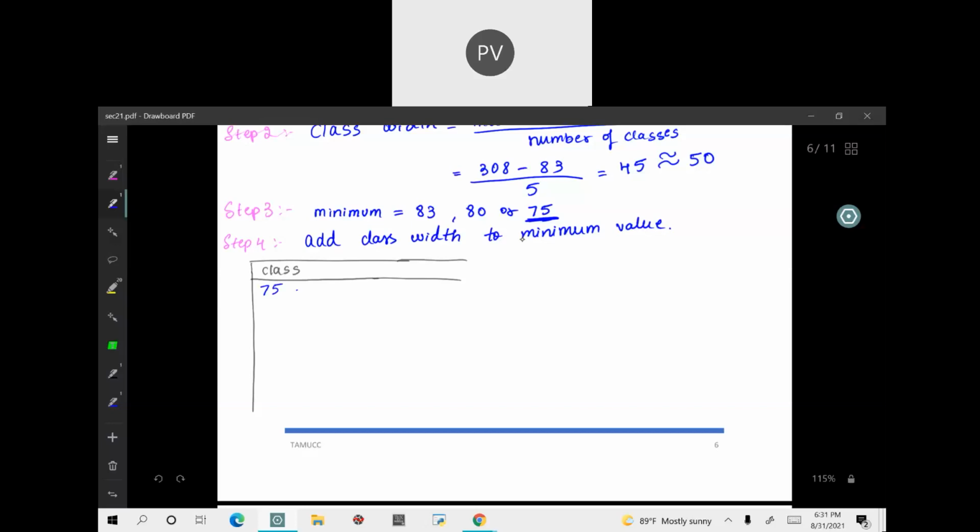Now, what is my next class limit? To get that, you add the class width. What is the class width? It is 50. So add the class width and you will get 125. Now again repeat the same thing. Add, you will get 175. Add the class width, 225. Then 275.